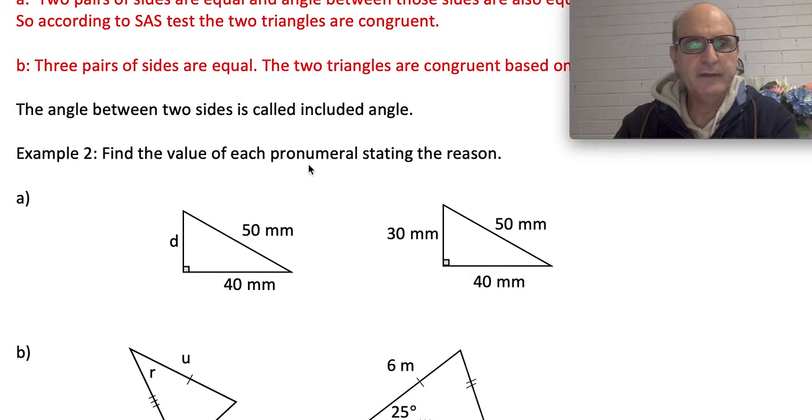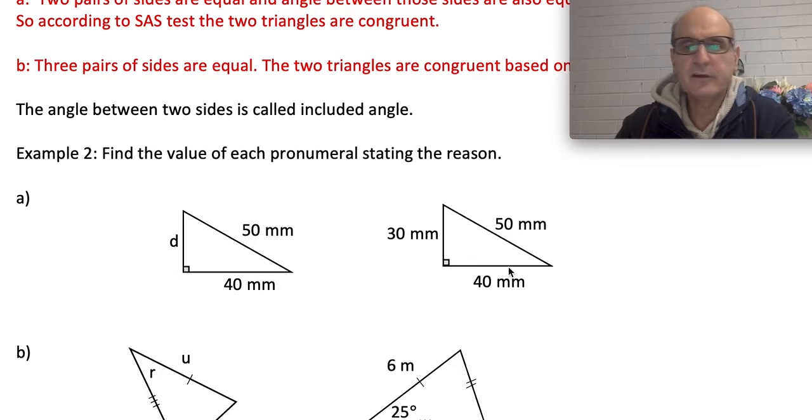Example 2, find the value of each pronumeral giving the reason. So here I have this triangle, I have another triangle here. As you can see, both of them are right angle. I know all the sides of that, but I've got only the hypotenuse and one shorter side from this. And my aim is to find D. Well, somebody might say that I don't need that, I can just use Pythagoras to find D here. That's fine, you can do it that way too, but here we are discussing congruency, and we got to use the rules of congruency.